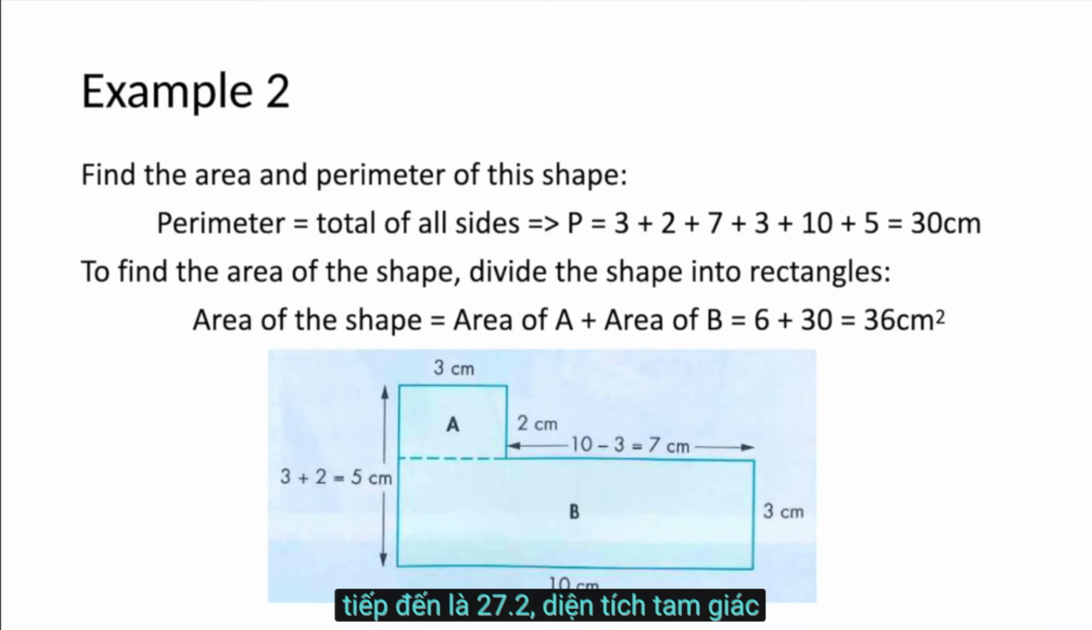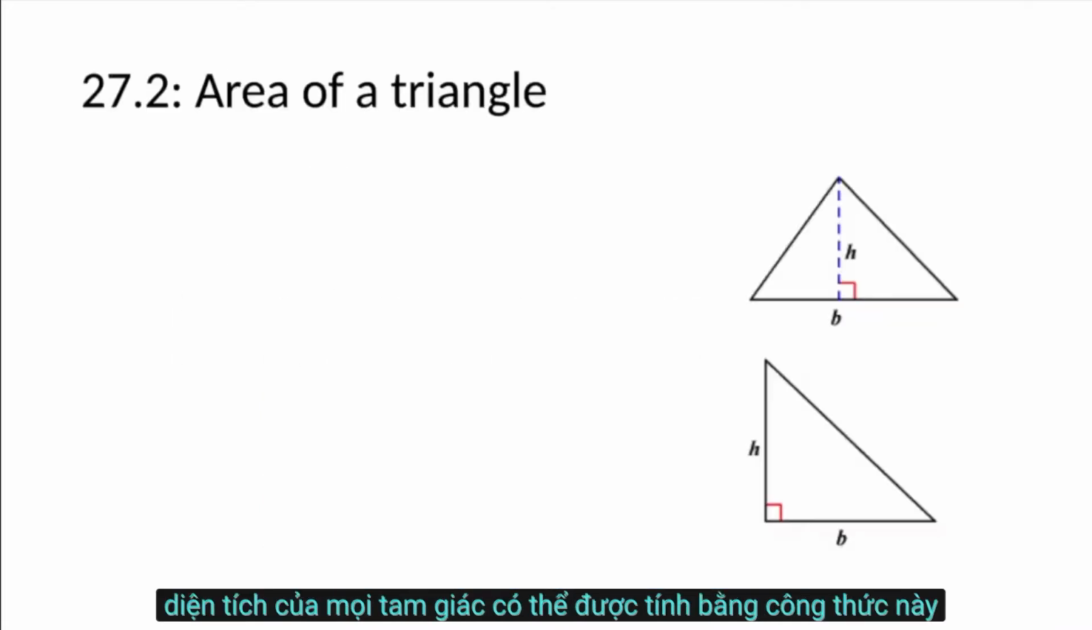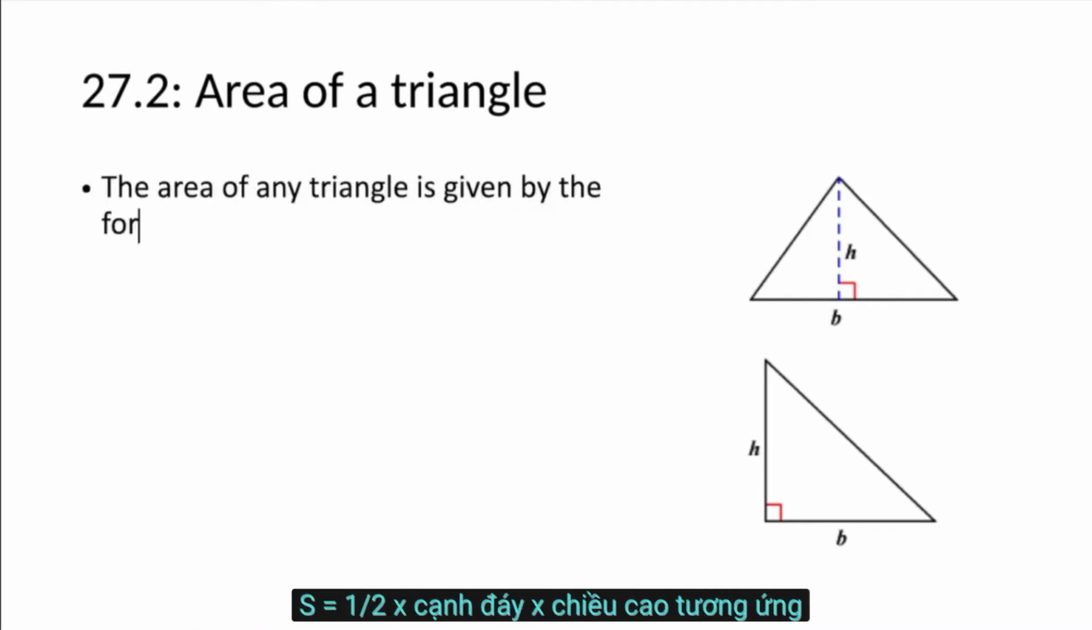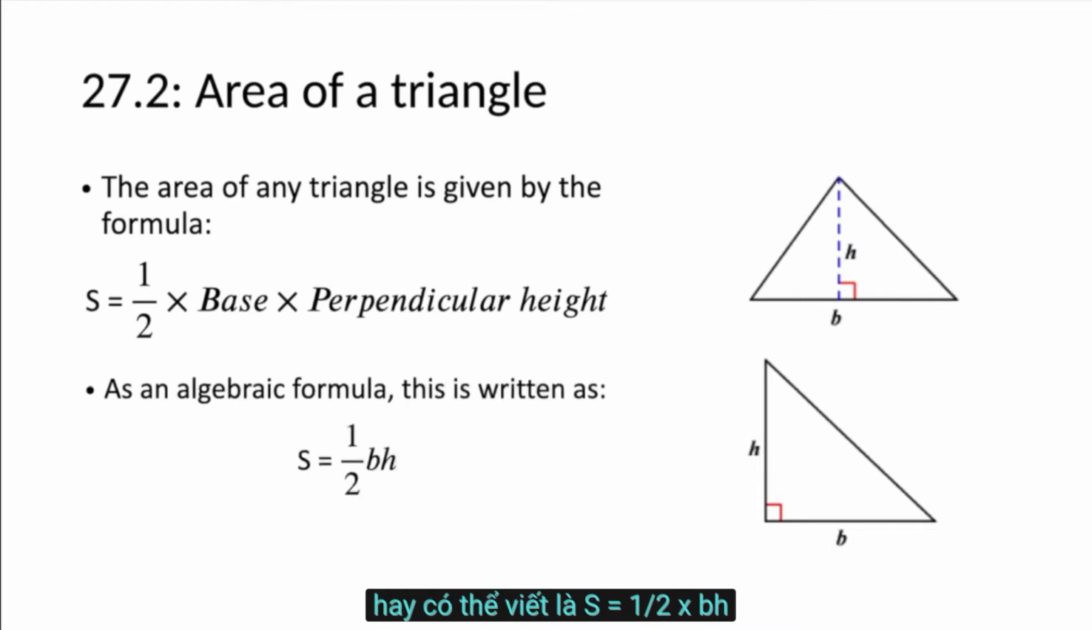Moving on to 27.2, the area of a triangle. The area of any triangle can be calculated using this formula: S equals 1 over 2 times the base times the height that is perpendicular to the base. Or it can be written in the form of an algebraic formula as S equals 1 over 2 times BH.